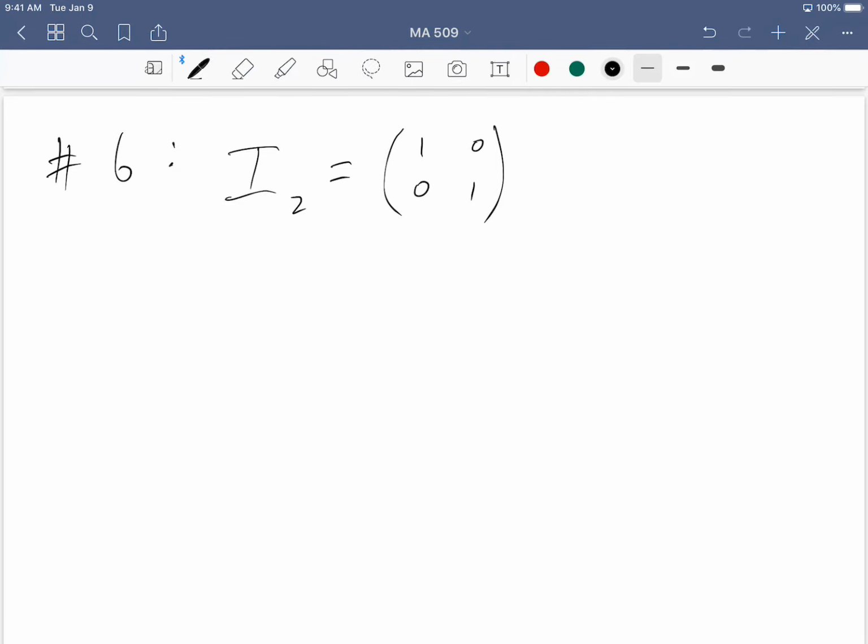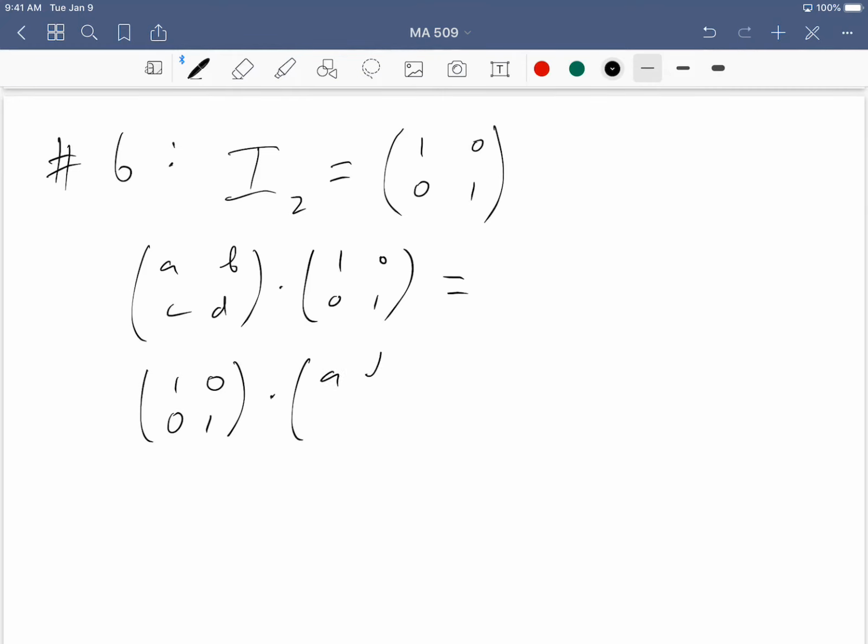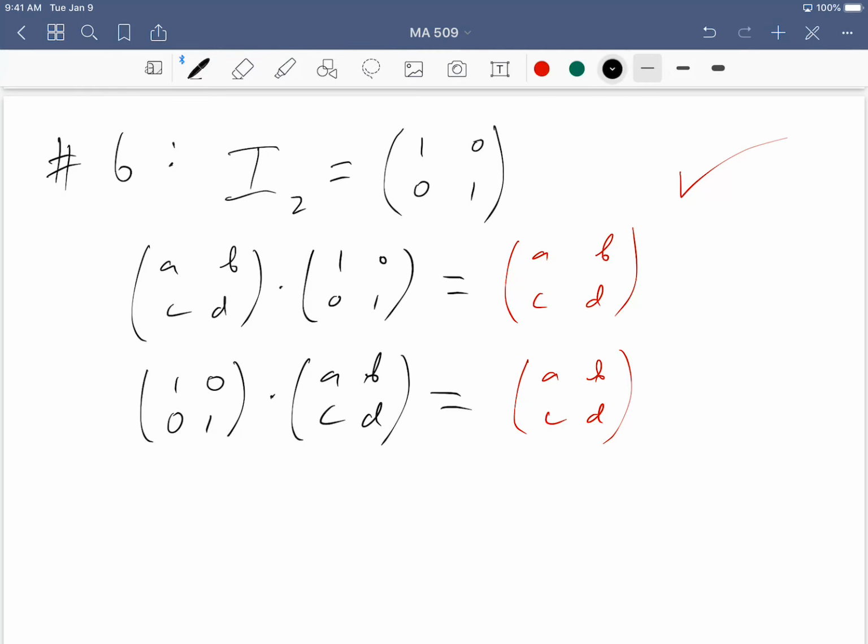And now what we need to check is that if I multiply any matrix times this identity, what do I get? And if I do it in the opposite order, what do I get? And you should work through these two on your own, make sure it makes sense, but what we're going to get is just A, B, C, D in each case. And so property 6 holds. That's our multiplicative identity here.